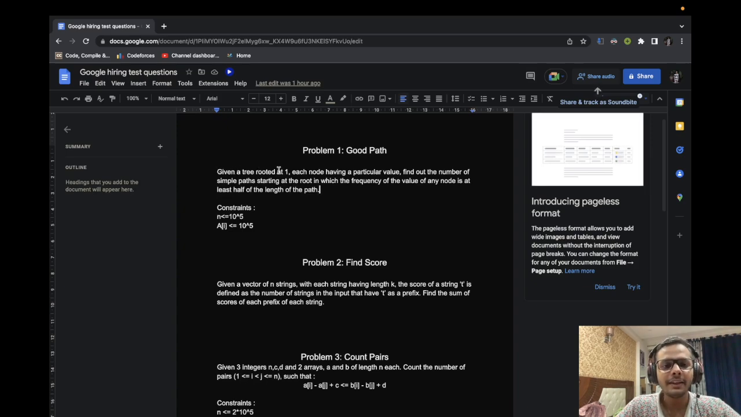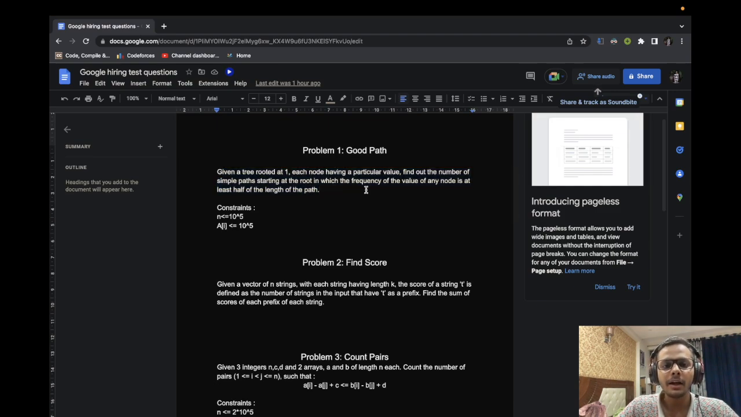So here we have a tree which is rooted at node 1, and each node is having a particular value. So we have a value assigned to each node, and we have to find the number of simple paths which start at the root. So these paths are starting from node 1, and in which the frequency of the value of any node is at least half of the length of the path. So I think the statement is pretty self-explanatory.